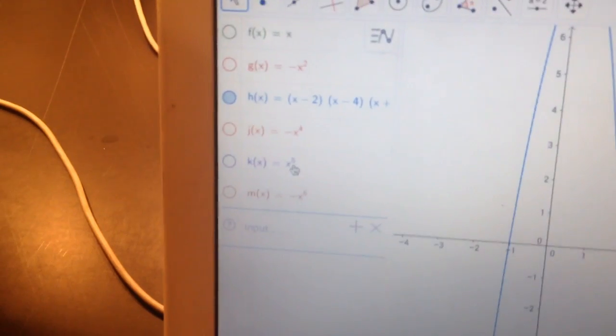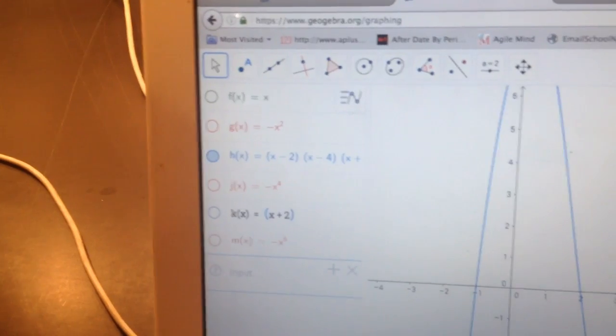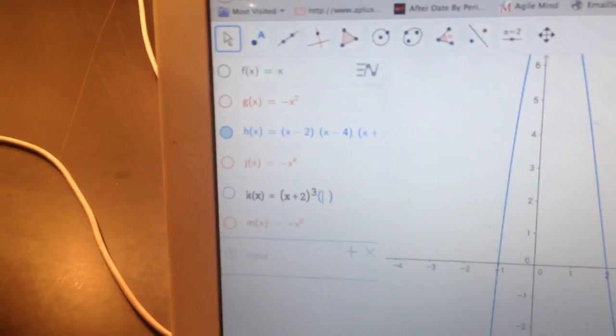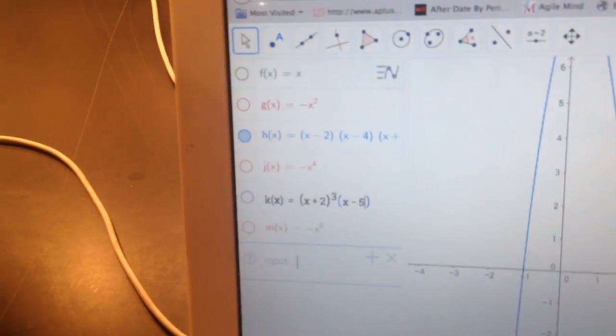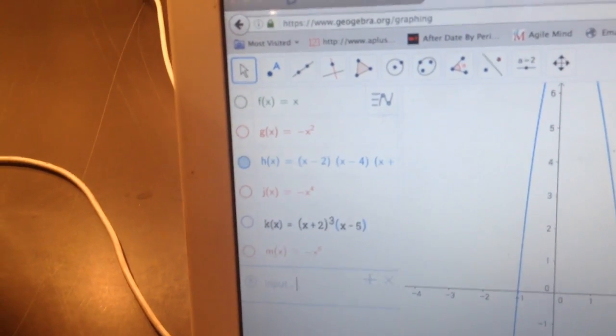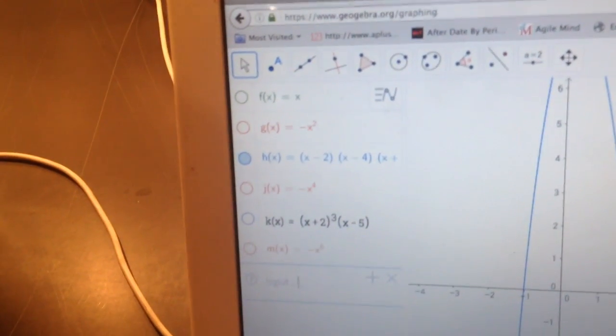And I can show the same is true as x to the fifth. So x to the fifth, I'm going to make this something a little crazy. I'm going to make it x plus 2 to the third power, and then I'm going to make it x minus 5 to the second power. I'll raise it again. Second power. So this is still an x to the fifth.